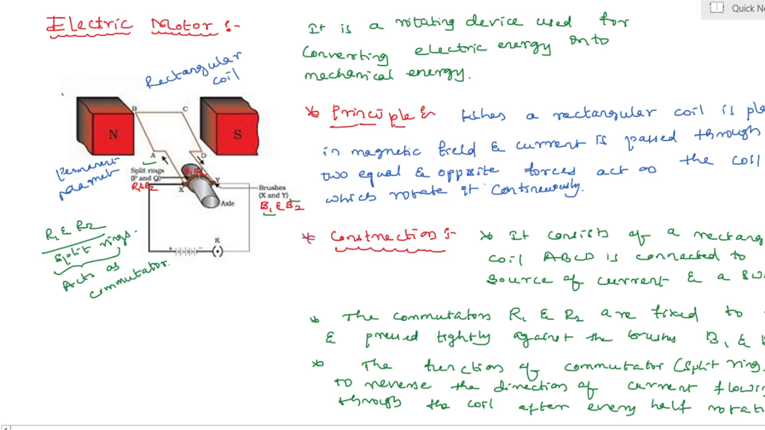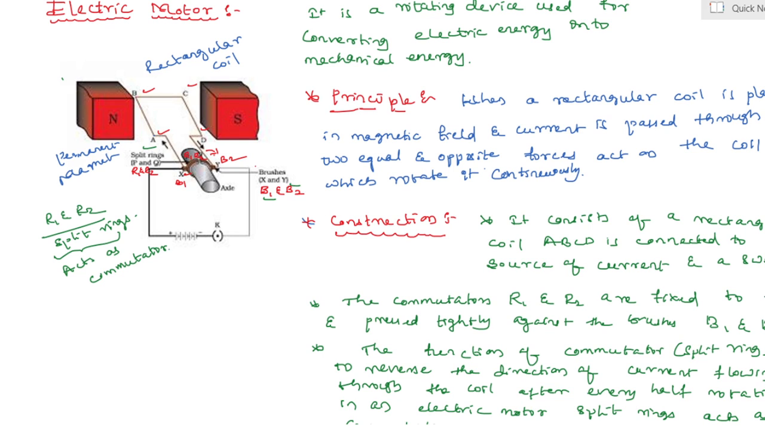Arm AB experiences a force in the downward direction and arm CD experiences an equal force in the upward direction. The direction of force is obtained by applying Fleming's left hand rule. This causes the coil to rotate in the anti-clockwise direction. When the coil reaches the vertical position, the brushes lose contact with the rings and current stops flowing. But the coil does not stop due to inertia of motion.